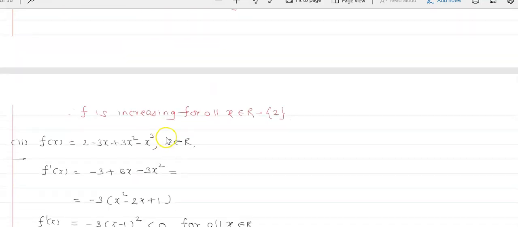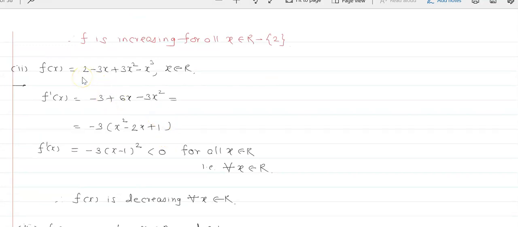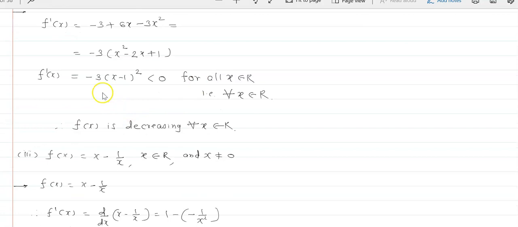Now for the second, f of x is equal to 2 minus 3x plus 3x square minus x cube for x belongs to the set of real numbers. Its first derivative has a negative value. Therefore, the given function is decreasing for every x belongs to the set of real numbers. Whatever value of x you take, positive or negative, it is less than or equal to for decreasing, but I have taken only less than here. It's applicable for less than or equal to also.